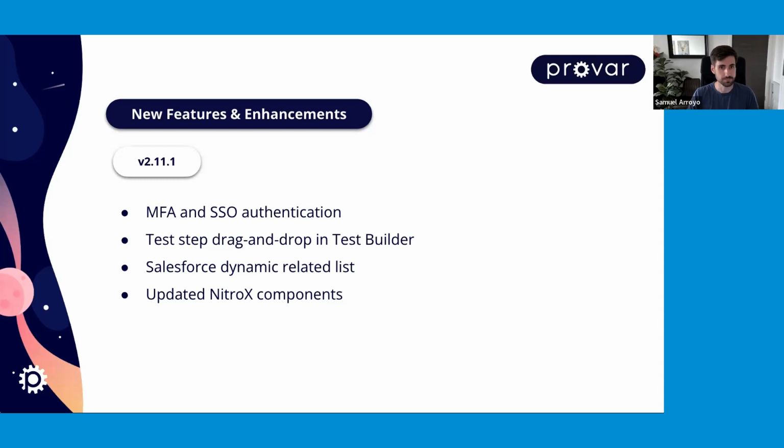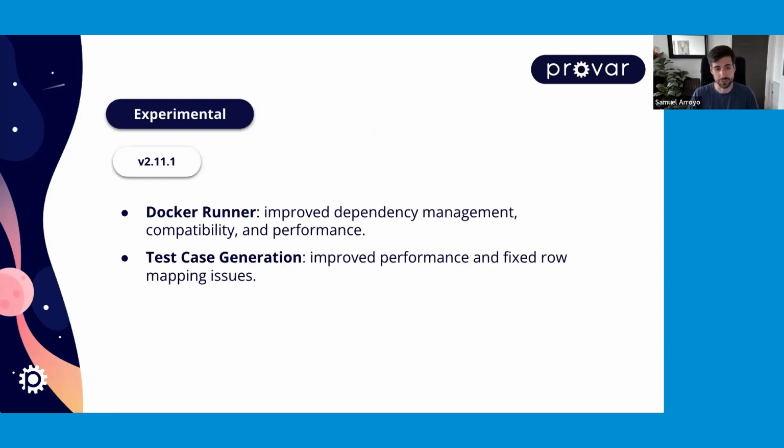For our experimental features, which we sometimes call Labs, anything coming from our Labs and R&D department, there have been some improvements on Docker runners. If you use Docker for whatever reason to run your Provar test projects, then we've improved the dependency management, compatibility, and performance. We're open for feedback. If you're using it, please let us know if it's helping you. And for test case generation, we've improved the performance and fixed some issues that we were having. So a few juicy features coming on Automation.